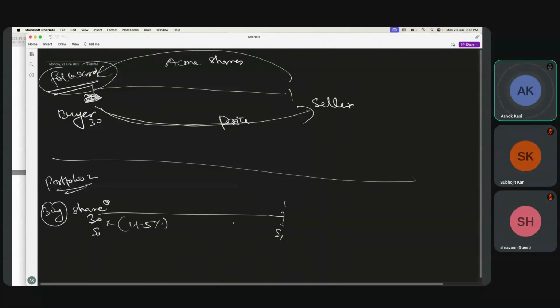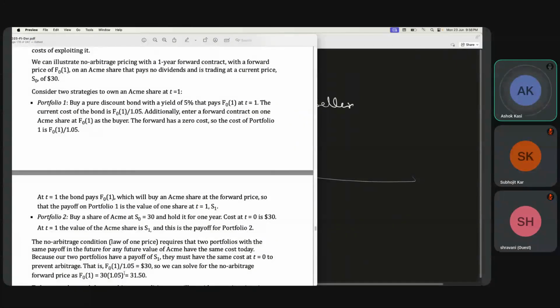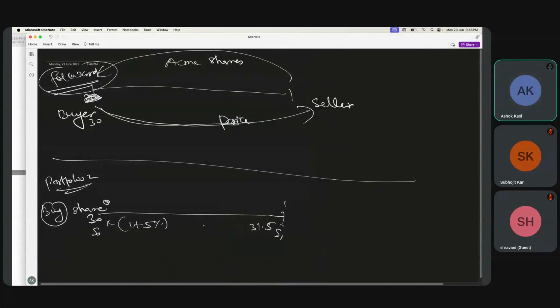So it is growing at the rate of 5%, and it will reach 31.5. Okay, it will reach 31.5. This way you can get 31.5 after year 1, or else you can agree to buy, so imagine you can agree to buy at 31.5 after 1 year in the forward contract. How did you get this 31.5? Currently it is 30 and 5% is the risk free rate. This is how you will find out the future value.